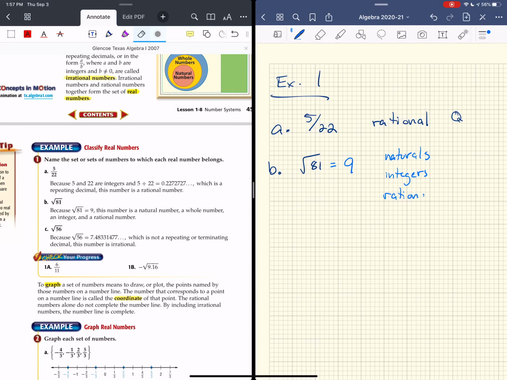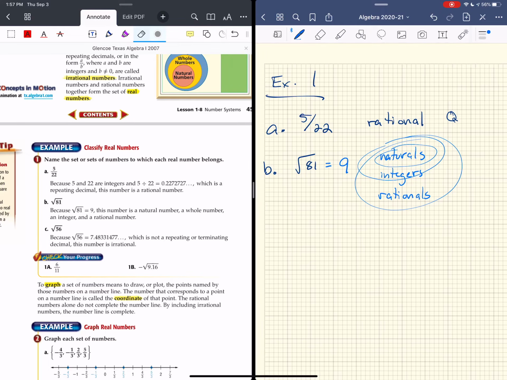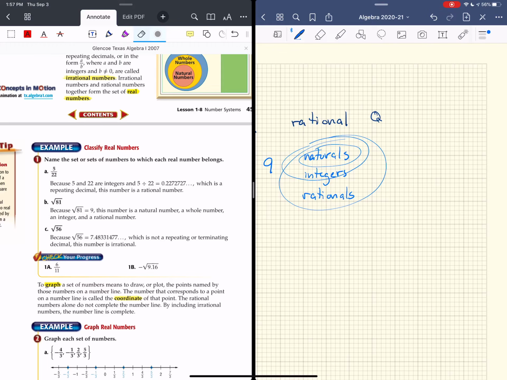So remember, if I'm in that innermost circle, then I also have to be in the outermost circles. Irrationals would not count because irrationals are totally different from the rationals. Remember, the irrationals were over here on this other side, and so they are separate from these other groups. But these groups that are in the same circles as each other, we want to make sure we list them all. If we're doing it in symbols, our special N, maybe I should do a different one. There we go, that looks better. Special N, special Z, and special Q.